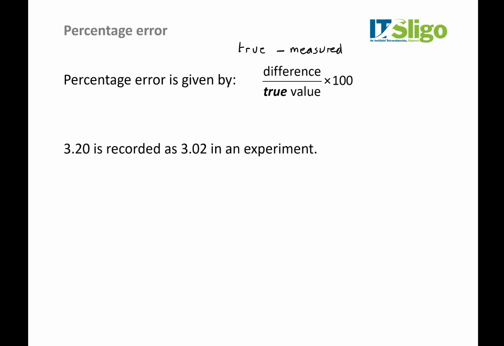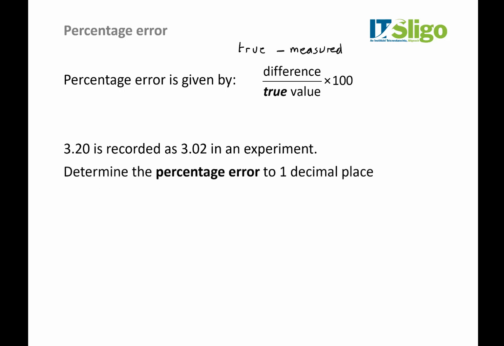So here's a scenario. 3.20 is incorrectly recorded as 3.02 in an experiment. So here's our true value, guys. Again, always identify that first. What's the true value? So determine the percentage error.